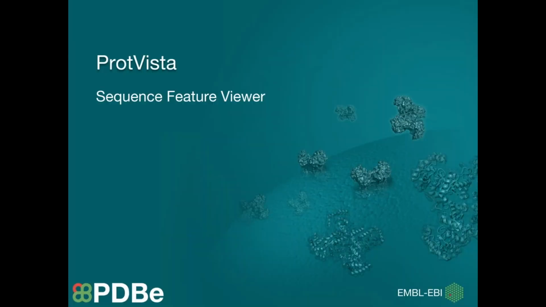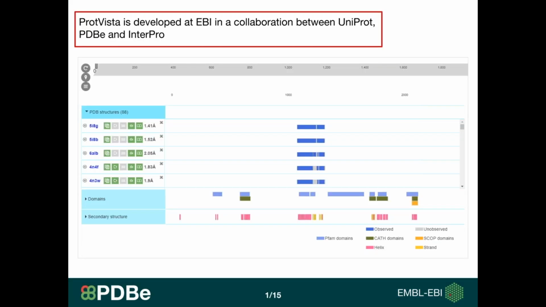We are using a sequence feature viewer called ProtVista, and now I will describe the functionalities that this tool has. ProtVista is developed at EBI in a collaboration between UniProt, PDB, and InterPro. And the idea is that there will be this one common tool used by all these different resources so that there is a unified way of visualizing data. We, on this page, use ProtVista at multiple locations, as you will see.